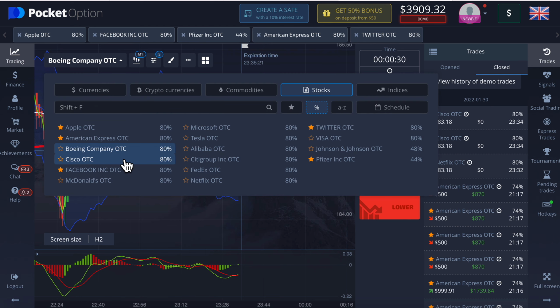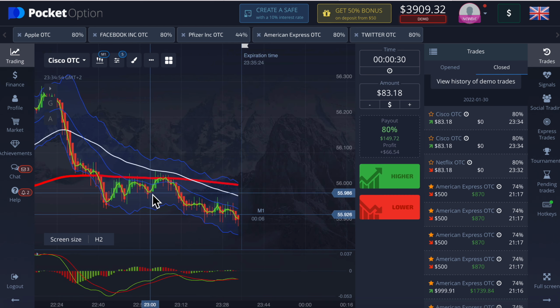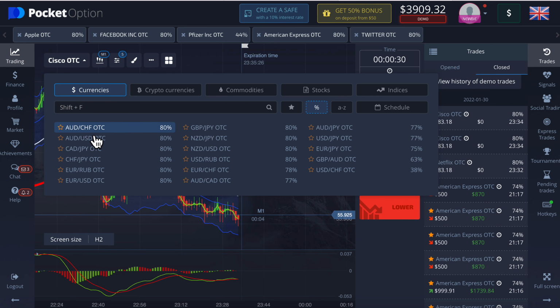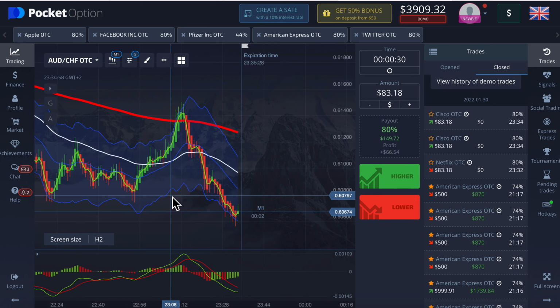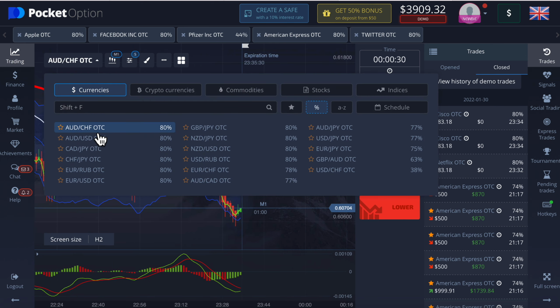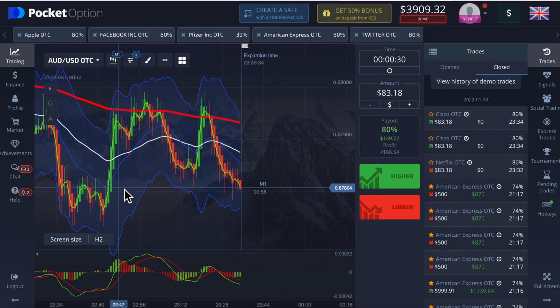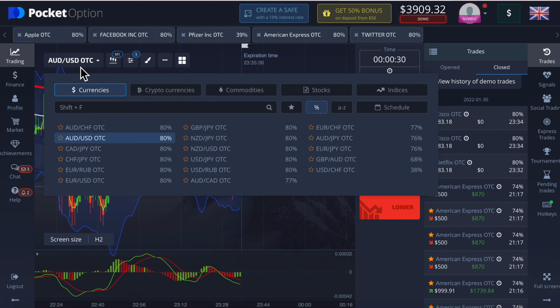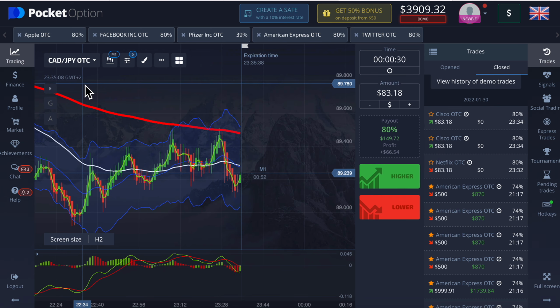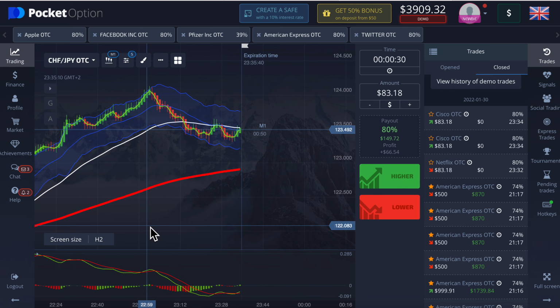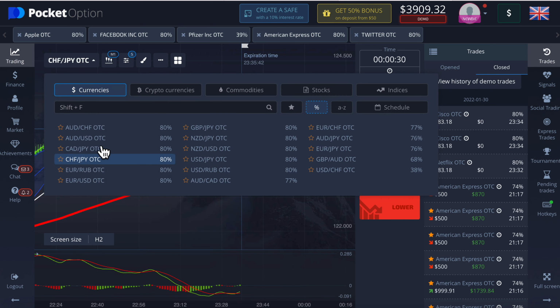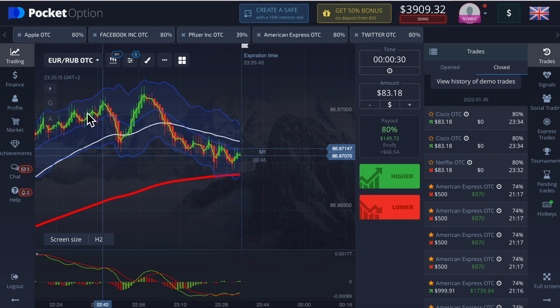Alright, so stocks are definitely not working for us today. Everything is a bit choppy. So let's go over to currency and see if currency looks a bit more solid. As I said, Pocket Option gives you the option of going through different currency pairs. They give you a lot more options than the other brokers. So I can just take my time and scroll through what exactly I'm looking for.